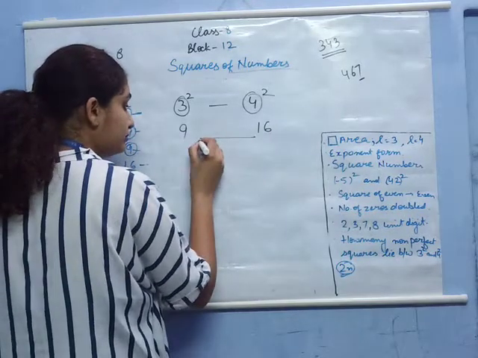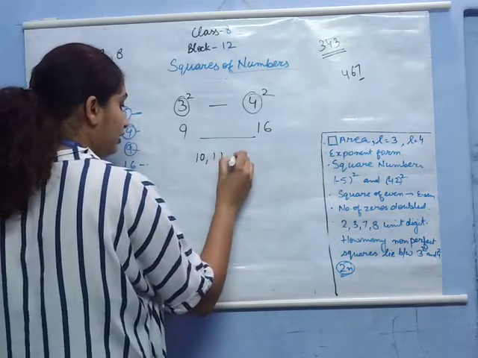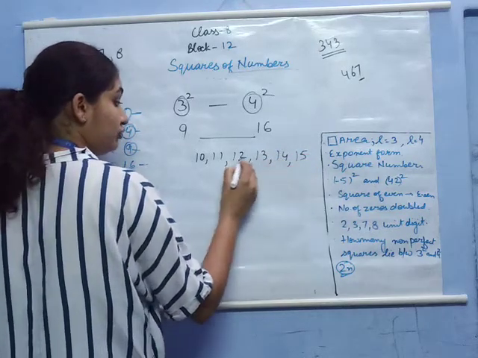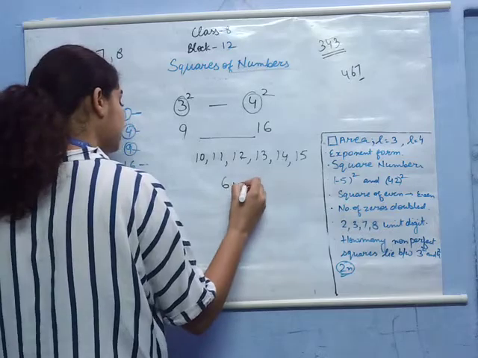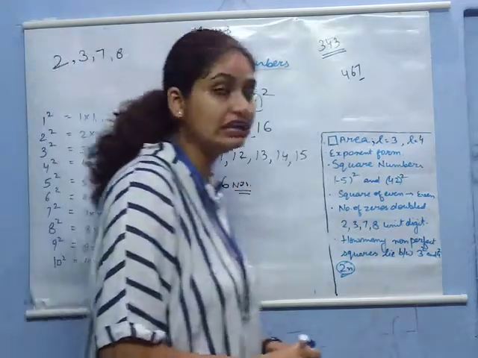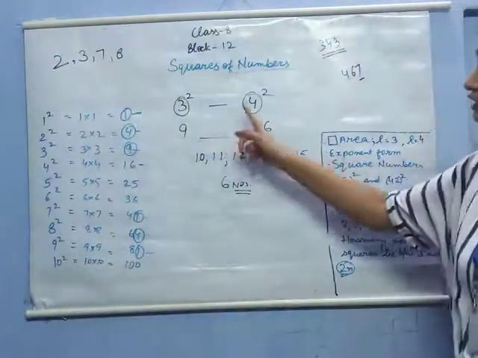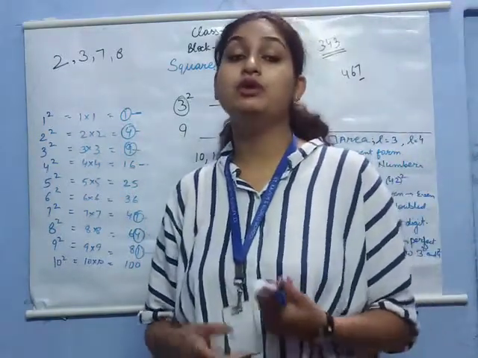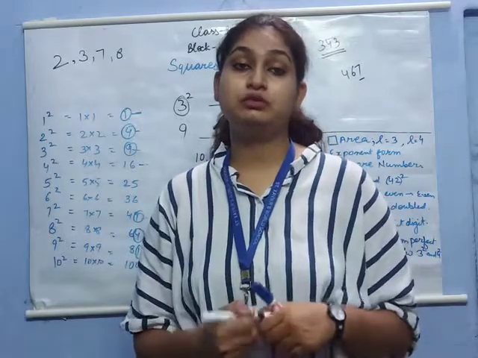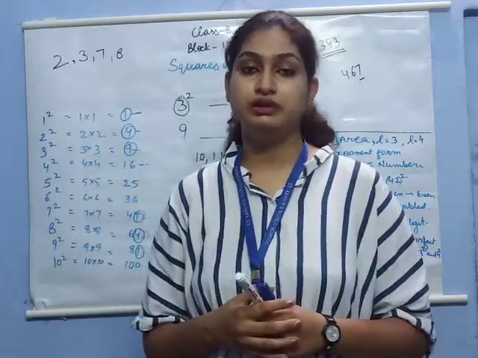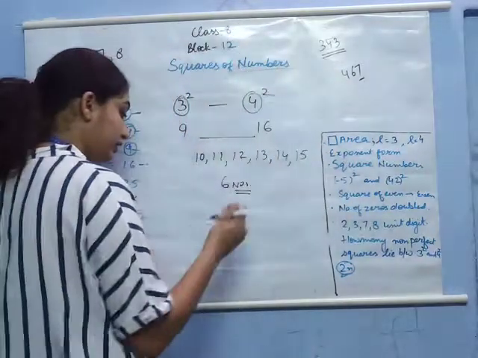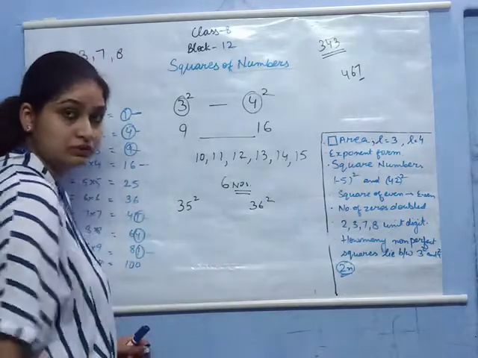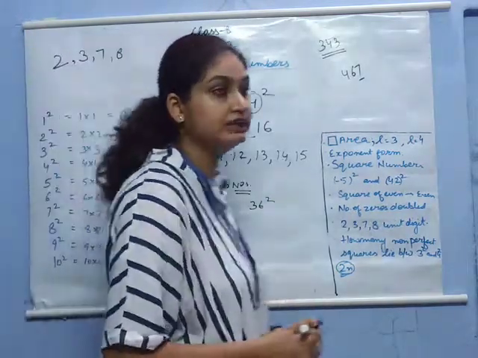How many numbers lie in between? 10, 11, 12, 13, 14 and 15. You can count 1, 2, 3, 4, 5, 6 numbers. 6 numbers. See, it was easy to count when the numbers are small. What if the numbers are big enough? How are we going to calculate the non-perfect square numbers between two consecutive squares? Suppose I take 35 ka square and 36 ka square. These are the two consecutive numbers. How many non-perfect square numbers are there in between?